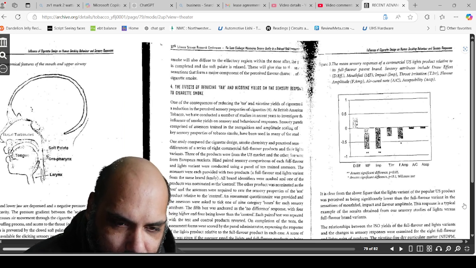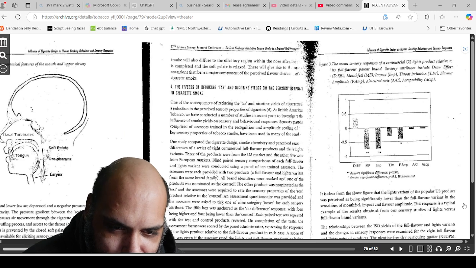Number 4. The effects of reducing tar and nicotine yields on the sensory responses to cigarette smoke. One of the consequences of reducing the tar and nicotine yield of cigarettes is a reduction in the perceived sensory properties of cigarettes. At British American Tobacco, we have conducted a number of studies in recent years investigating the influence of smoke yield on sensory and behavior responses.